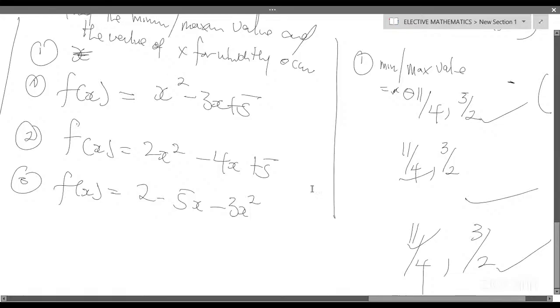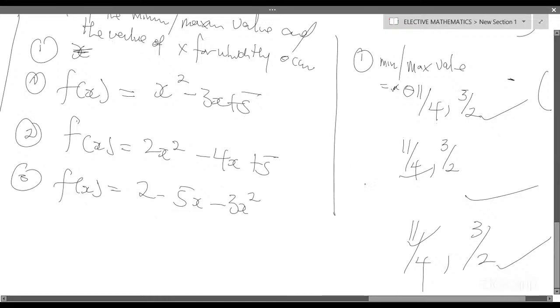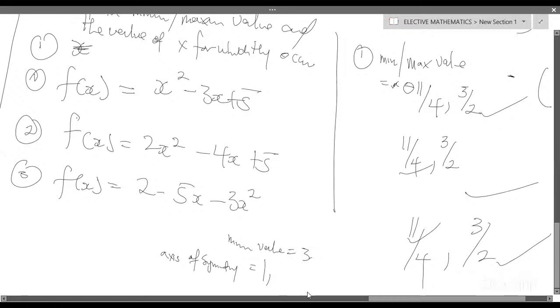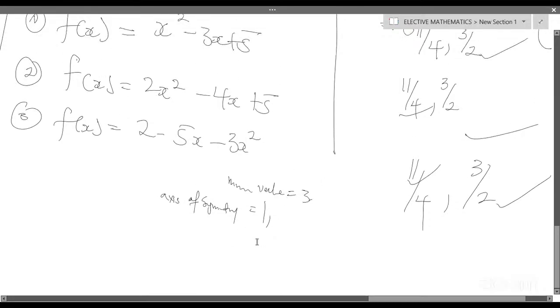Ella? Yes, sir. So what did you get for the second one? Please, for the second one, my axis of symmetry was +1, but my minimum value was +3. Okay. So 1, and then the minimum value 3. That's correct. So let's see how we also come about to get this answer.